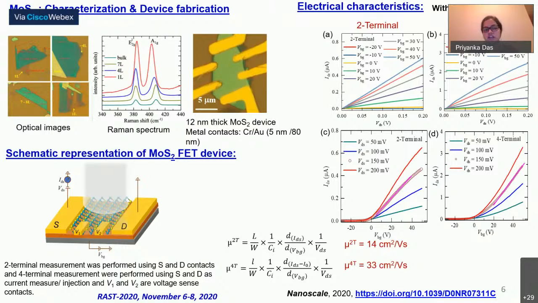So first I would like to start with the MoS2 characterization and device fabrication. Here you can see the optical images and corresponding Raman spectra of different layered MoS2 flakes that have been exfoliated on a 285 nanometer Si/SiO2 substrate.